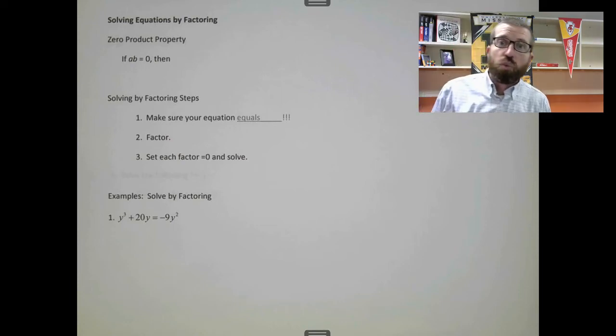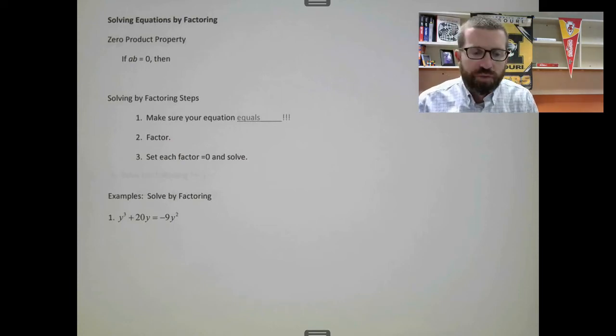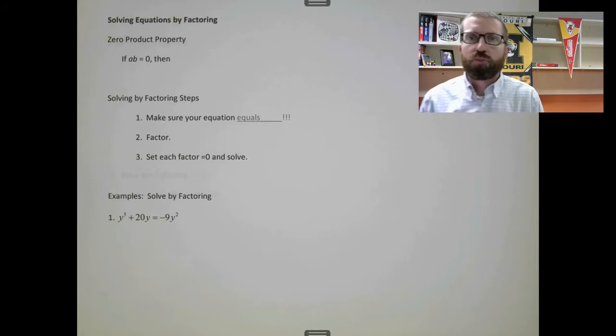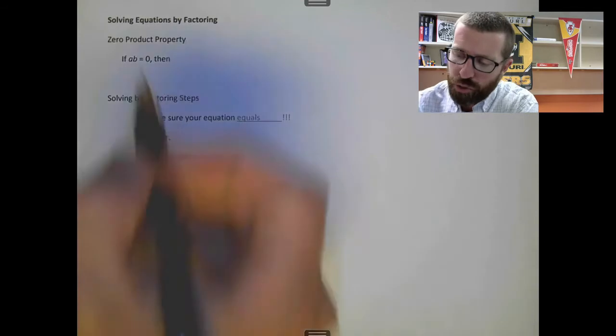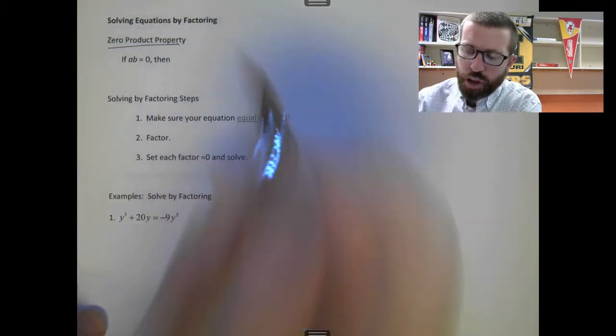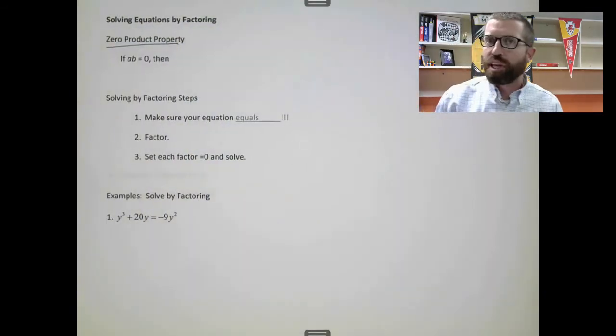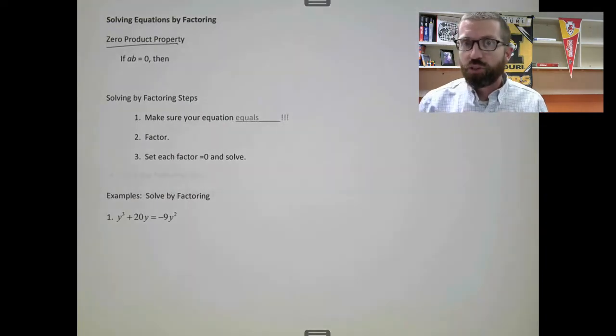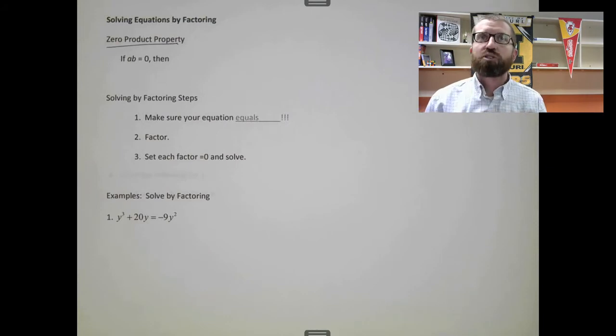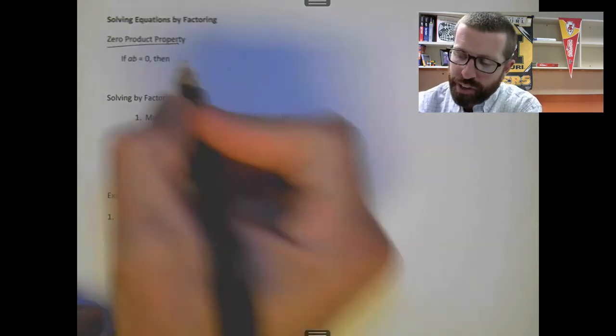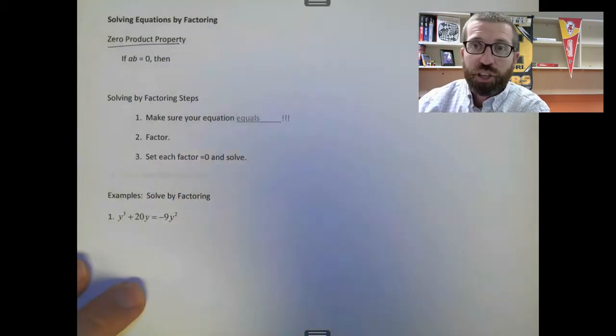Hello, in this video, we are going to look at solving equations by factoring. One of the most important things about solving equations by factoring, or the reason it all works, is the zero product property, which you likely know, because if you take 5 times 0, you get 0, and if you take 0 times 5, you get 0, and if you take x times 0, you get 0. Anything times 0 has to equal 0.